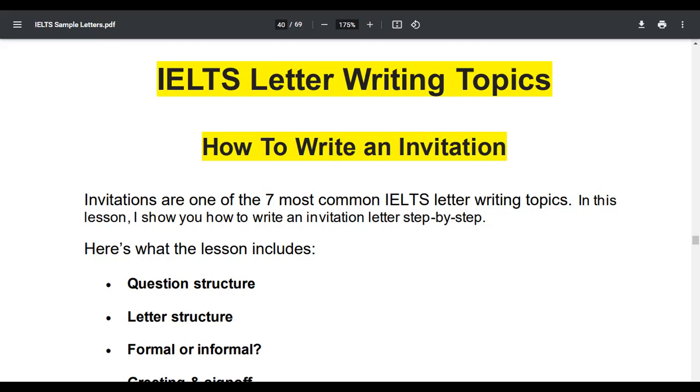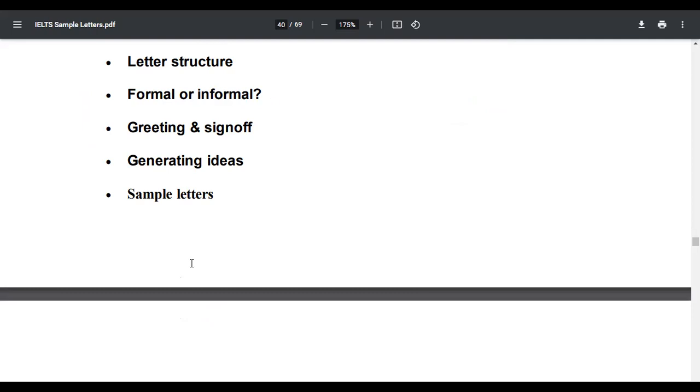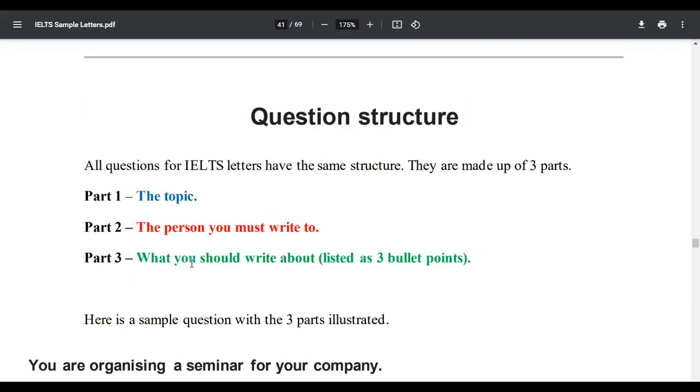So in the invitation letter, as you can see, invitations are one of the 7 common IELTS letter writing topics. In this lesson, I show you how to write an invitation letter step by step. Here is what the lesson includes: the question structure, letter structure, formal or informal, greeting and sign off, generating ideas, and sample letters. All questions for IELTS letters have the same structure. They are made up of 3 parts: the topic, the person you must write to, and what you should write about, and that's usually listed in the 3 bullet points.